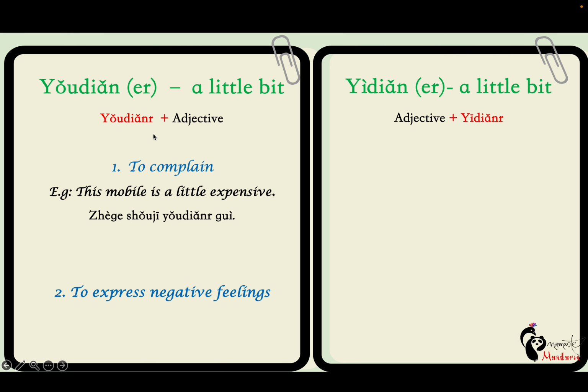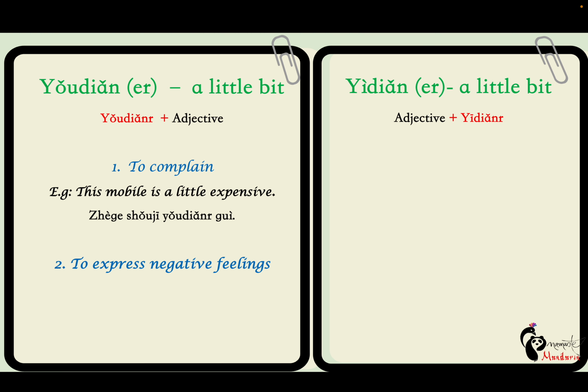The second scenario is to express negative feelings, to express something unpleasant. For that also we use Yǒudiǎner. Let's understand it with an example. I am a little tired. That means I am not very tired, but I am a bit tired. Being tired is not a very pleasant feeling. So for this also I will use Yǒudiǎner. But where to put Yǒudiǎner? Before the adjective. So I'll say 我有点累.